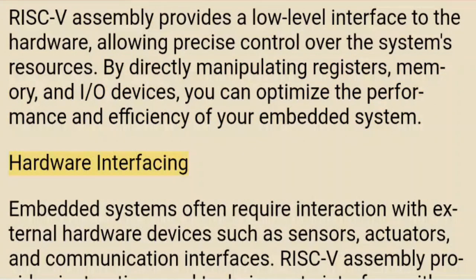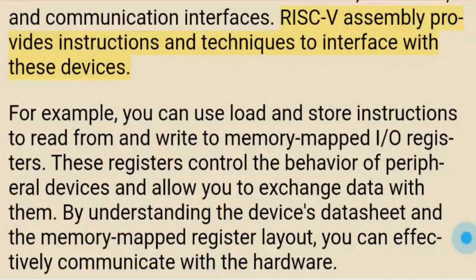Hardware interfacing. Embedded systems often require interaction with external hardware devices such as sensors, actuators, and communication interfaces. RISC-V assembly provides instructions and techniques to interface with these devices. For example, you can use load and store instructions to read from and write to memory-mapped I/O registers. These registers control the behavior of peripheral devices and allow you to exchange data with them. By understanding the device's datasheet and the memory-mapped register layout, you can effectively communicate with the hardware.